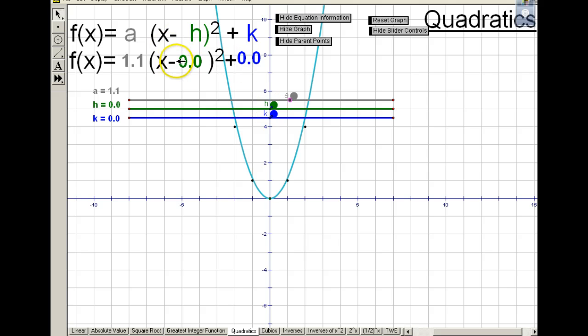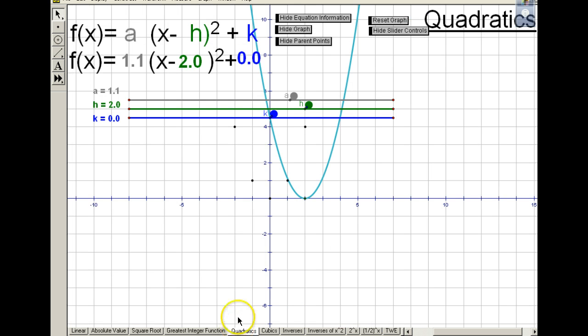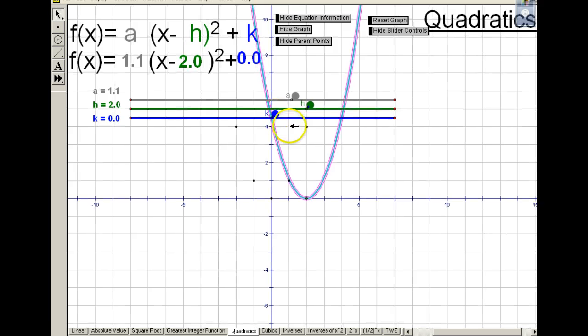Okay. The number on the inside of the value being squared, that h, what does it do? It does the same thing it did on every other graph. It moved it to the left and right, opposite sign. Okay. X minus 2 squared moves the whole graph to the right 2. Same thing it did on greatest integer. A lot of similarities if we're trying to come up with patterns between all the graphs. Of course, the number on the outside moves it vertically.